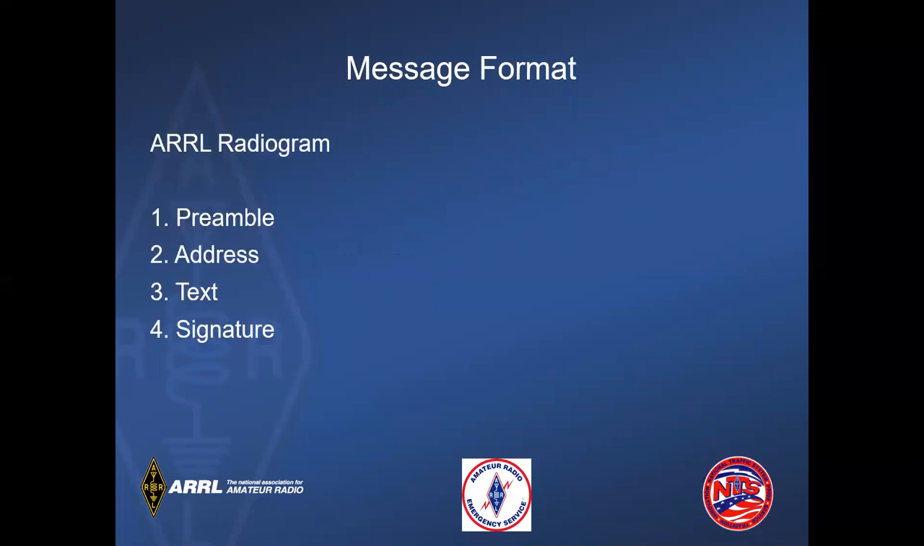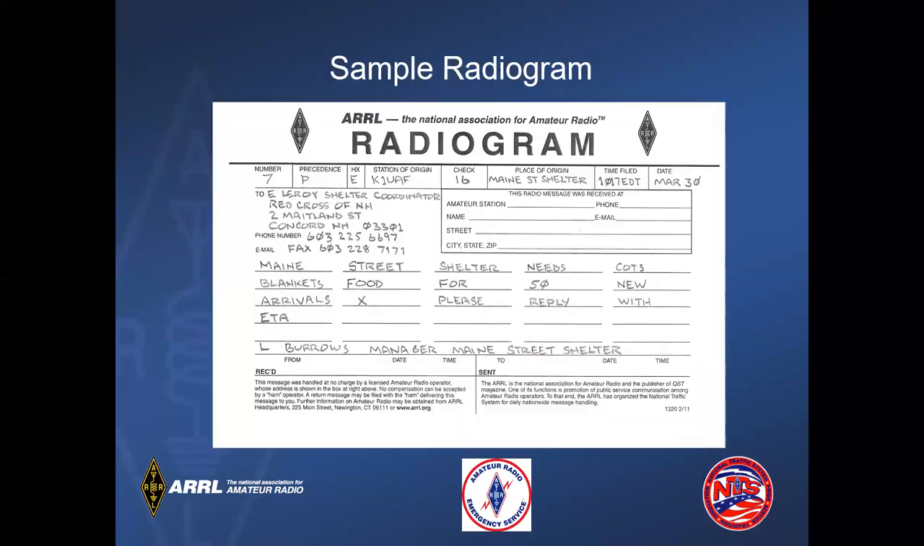So we're going to start talking about the radiogram. The radiogram format is made up of 4 different parts. You have a preamble, an address, the text, and the signature. And I think the next one is a sample radiogram that we can look at to get an idea. This is the ARRL radiogram form. You can download a PDF from the ARRL website, or you can buy pads of them, $2 for 50 sheets.